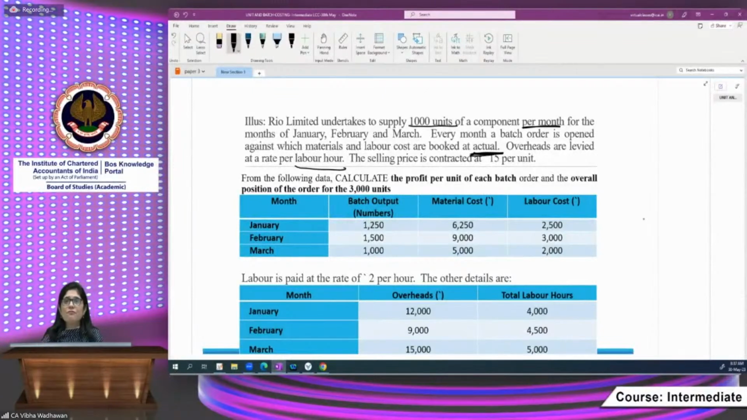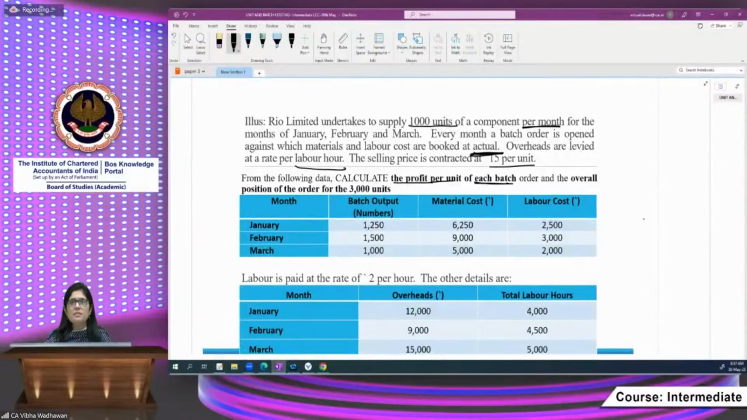Students, you have to understand the question properly. Only then you will understand how we have to approach the question and what we have to follow. Clear? So whatever is given, you have to understand what all information is given. So material and labor are booked at actual cost, not on the basis of per unit. Overheads are absorbed on the basis of per labor hour. Selling price is 15 per unit. So they have given us selling price. Calculate the profit per unit of each batch.